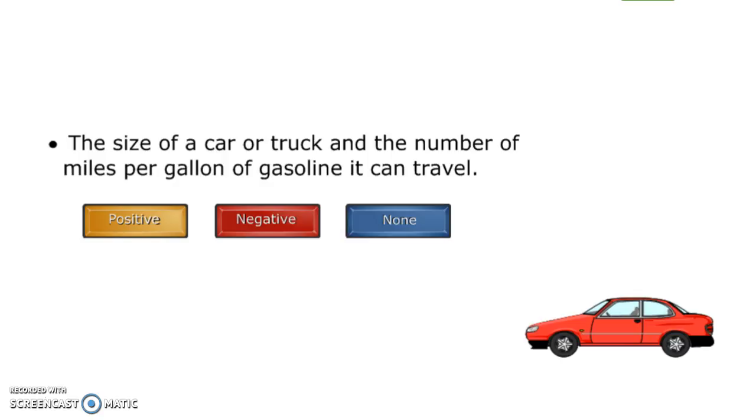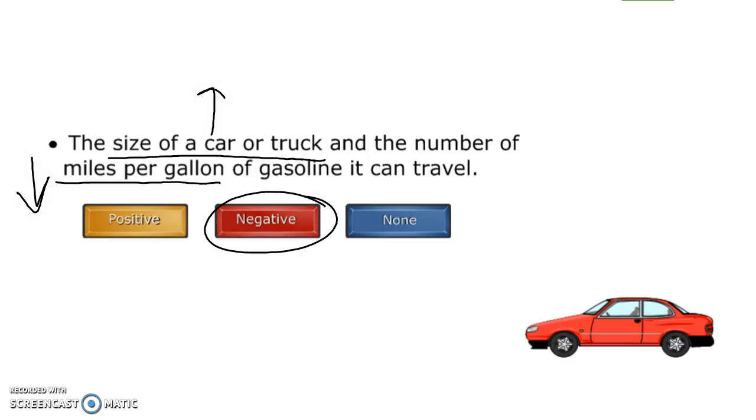Okay, what about the size of a car or truck and the number of miles per gallon it can travel? As the car or truck gets bigger, so think about a smart car is really small, okay, or like one of those little hybrid things, really small. What happens as the size of the car or truck gets bigger, so as we go up from a tiny car to like an SUV or a big truck, do they get more miles per gallon or less miles per gallon? They get less miles per gallon. So as the size of the car or truck gets bigger, the miles per gallon they can go gets smaller. That would be a negative correlation.